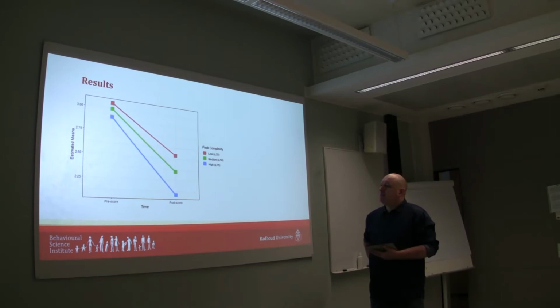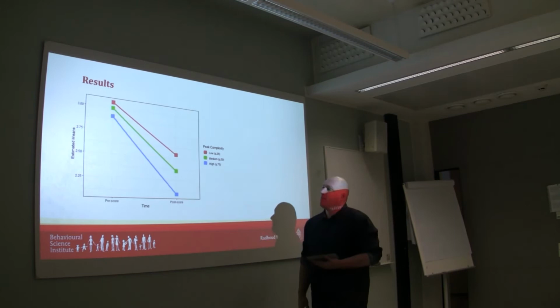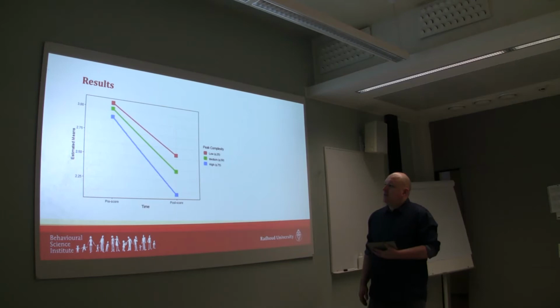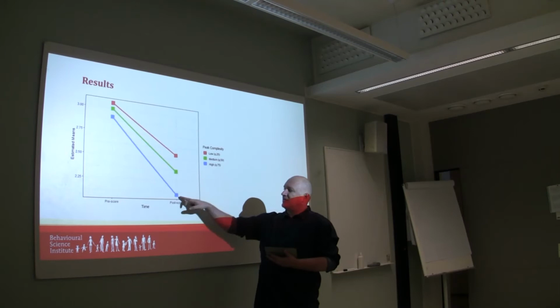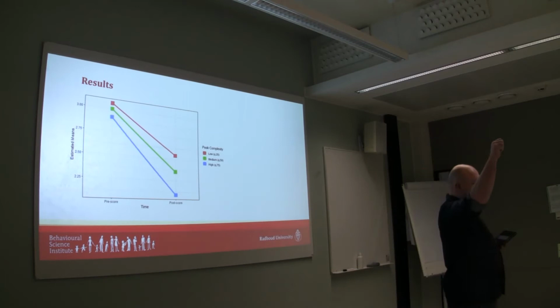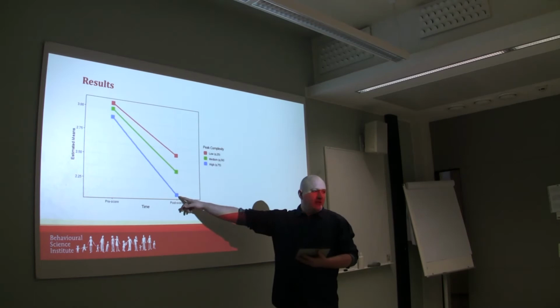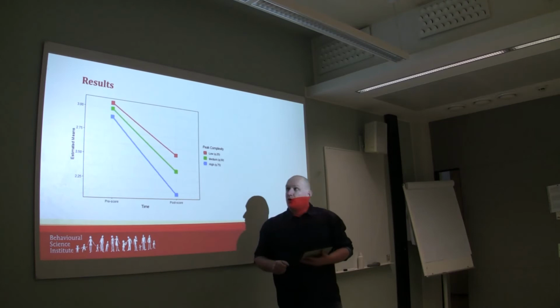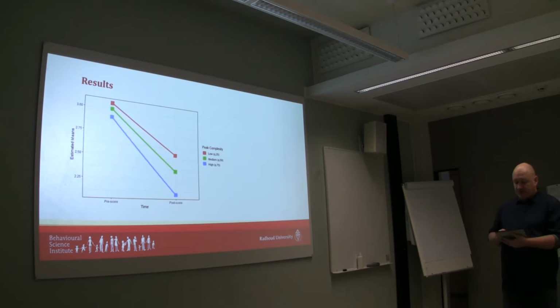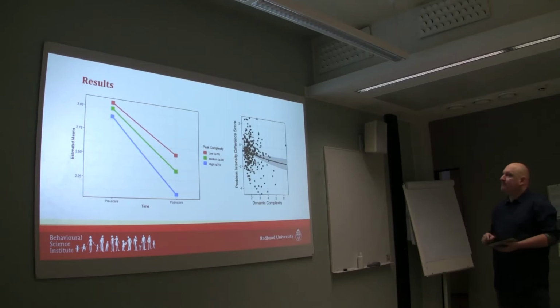If you look at this pre-post evaluation of symptom severity, it turns out that those people with the highest peak complexity, so this is actually talking about the value of this dynamic complexity curve, they experience the largest decrease in symptom severity, right? And then medium, and then the low peaks. Those people did not experience a drop that is as great as the other ones.